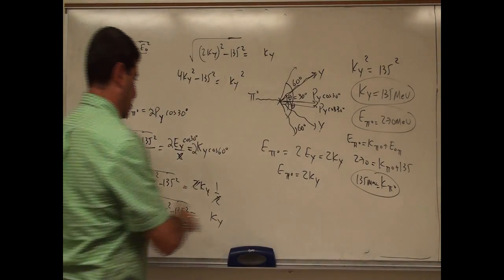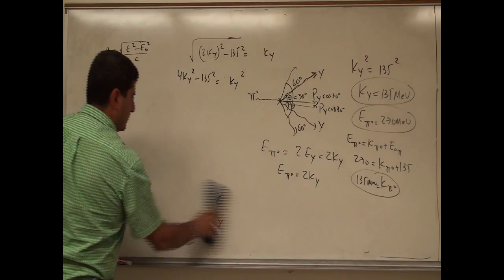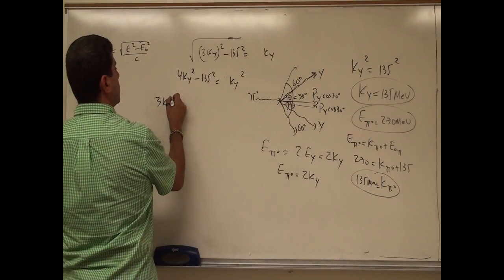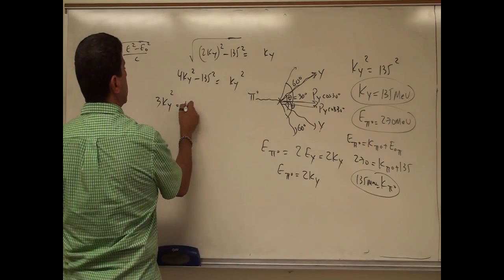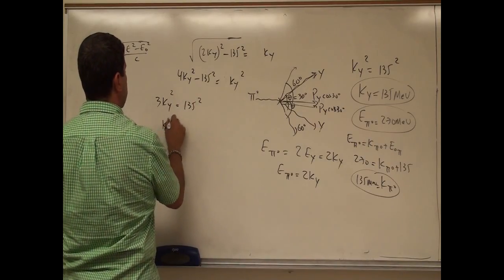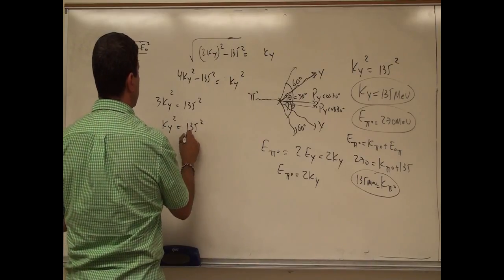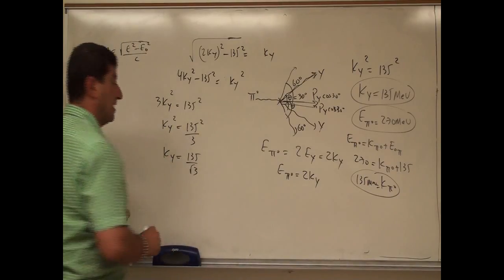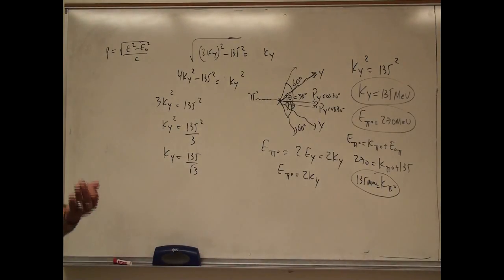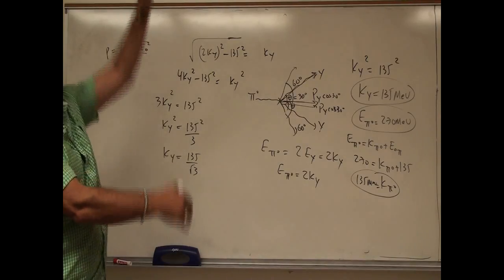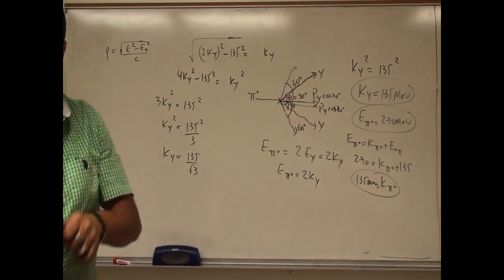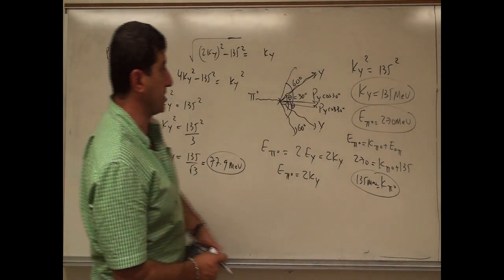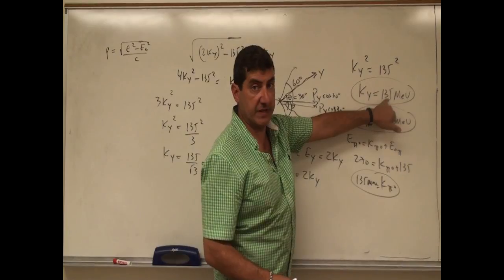Okay? So now what's the answer going to be? You're going to have 3 k gamma squared is going to be 135 squared. K gamma squared is going to be 135 squared over 3. And then k gamma is going to be 135 over root 3. So therefore the kinetic energy of the gamma is less now, right? Because it's going at a higher angle. So what is that going to be? 77.9 mega electron volts. So you see that it's a lot less than the kinetic energy if it's 30 degrees, right?